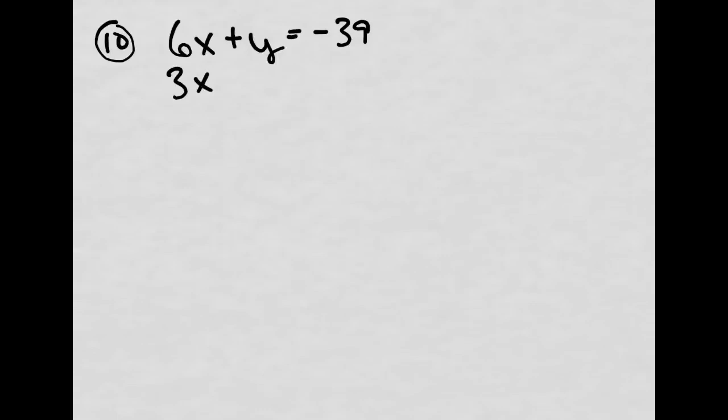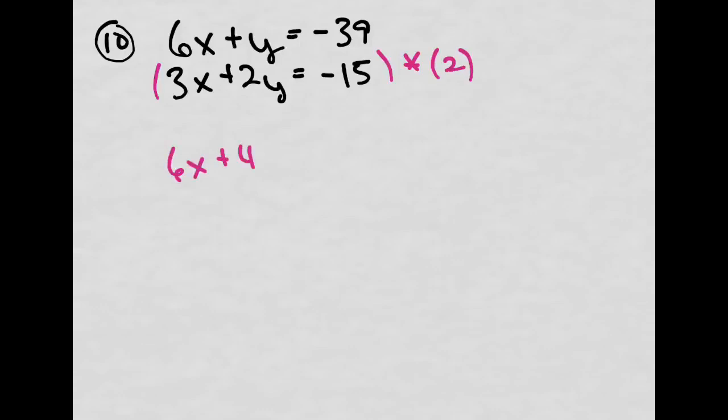All right, so next question was on number 10. So here we go. We've got 6x plus y equals negative 39. We've got 3x plus 2y equals negative 15. And so Andrew decided he would multiply by a positive 2. So let's see what that gives us. 6x plus 4y equals a negative 30.